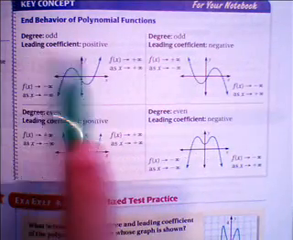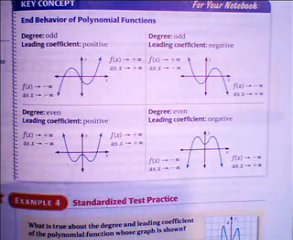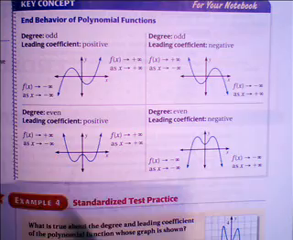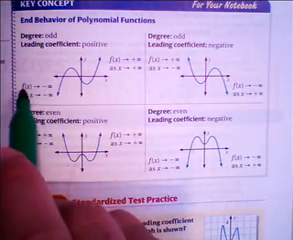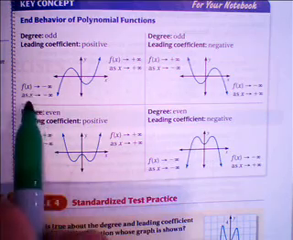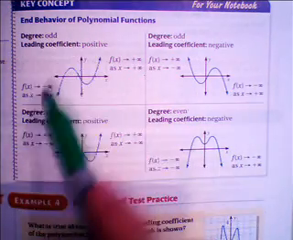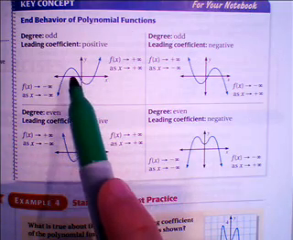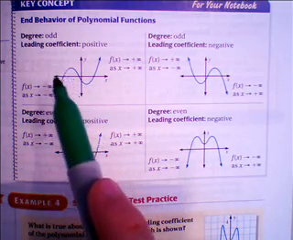So leading coefficient, we look at it. If the leading coefficient is a positive value, then here's what we need to look at: f of x and x. These are the two things we're going to be looking at. And if you follow your graph, starting here at the origin, as x goes to negative infinity.